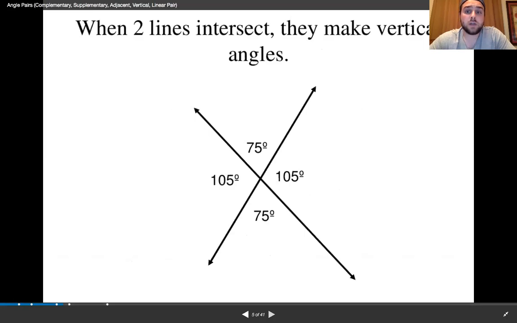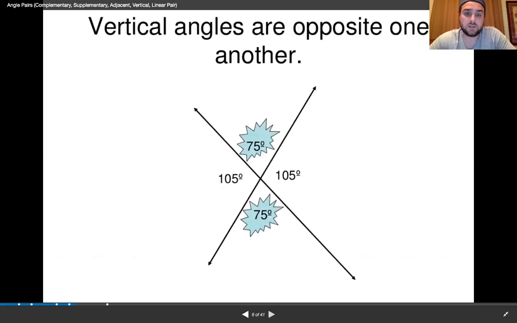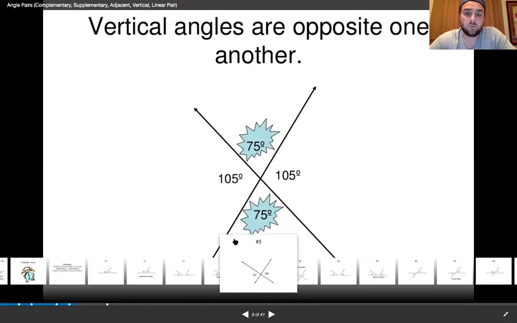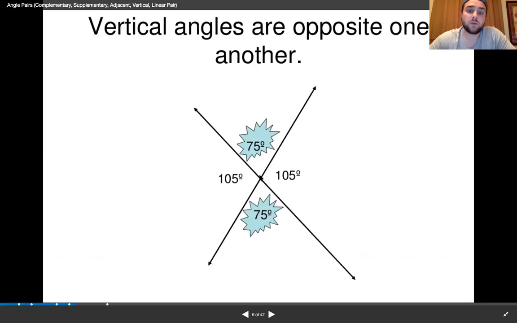All right, so when 2 lines intersect, they make vertical angles. If you look here, it looks just like an X, right? When they intersect, this right here is your vertical angles. So 105, 105, 75, 75. Vertical angles are opposite of one another. If you see this 75 here, right on the opposite side there's another 75.